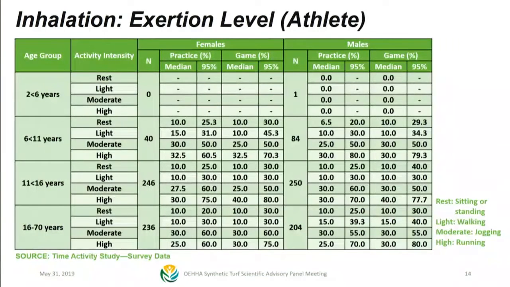So shown here is the data collected on exertion level in the survey from the athletes. Once again, the median and 95th percentile are presented here. The full range can be found in the meeting materials. Differences were found between gender and age. And again, the data are separated by activity intensity and for practices versus games. Limited data was collected on the youngest age groups once again. And you can see the range of the data for each of the groupings vary within the group.